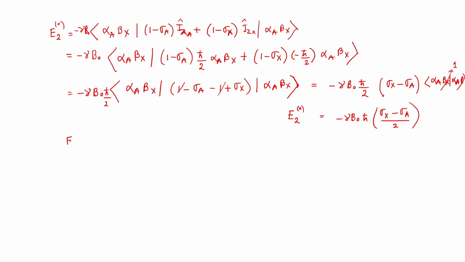Now what is E3? That is minus gamma B naught alpha x beta A, then 1 minus sigma A I_zA plus 1 minus sigma x I_z of x, alpha x beta A.